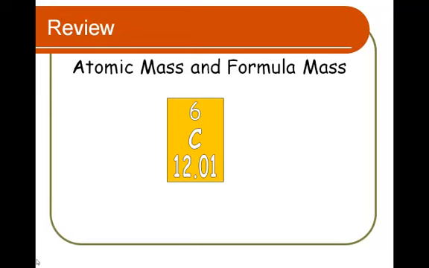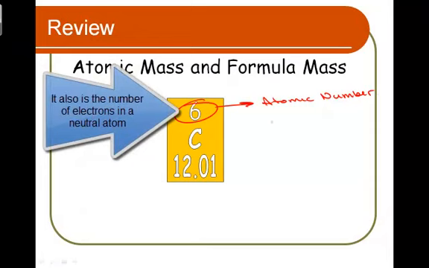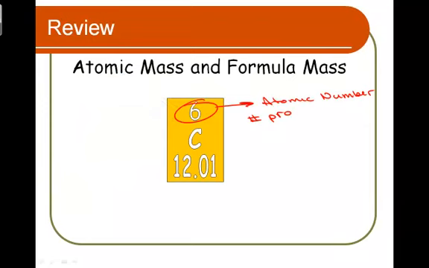Before we start talking about the mole and molar mass, let's review a little bit about the information contained for us on the periodic table. If you recall, the top number 6 is our atomic number. Our atomic number is equal to the number of protons found in an element. It is unique to each individual element.